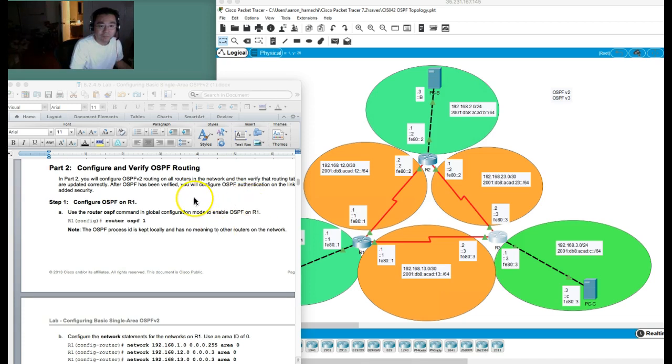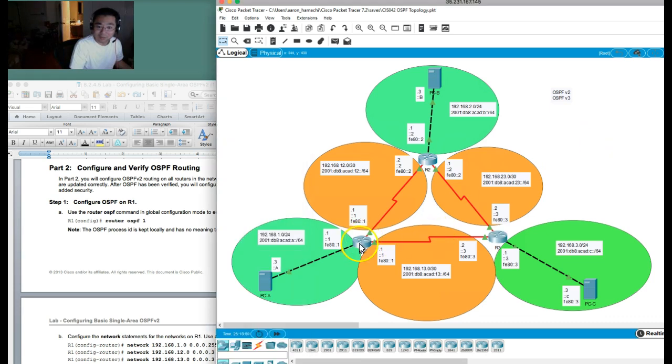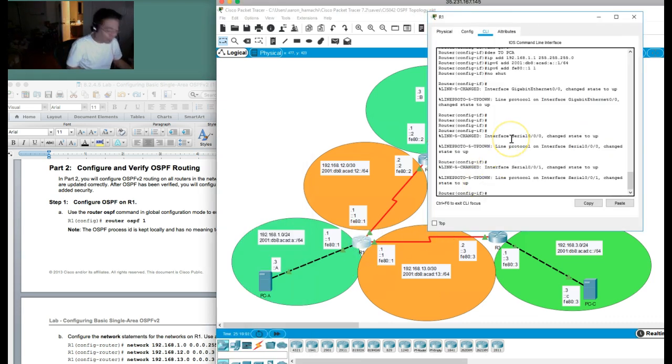Welcome to Configure and Verify OSPF routing. Let's go to router 1.